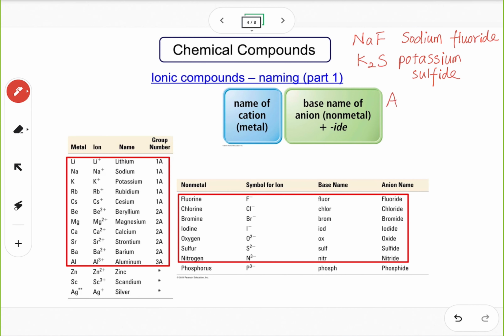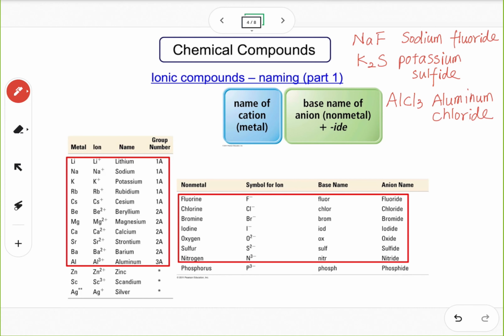All right, let's see one more example. How about this? AlCl3. Well, Al is aluminum, Cl is chloride. So the name of this compound would be aluminum chloride. Okay, so this is how we name the ionic compounds.